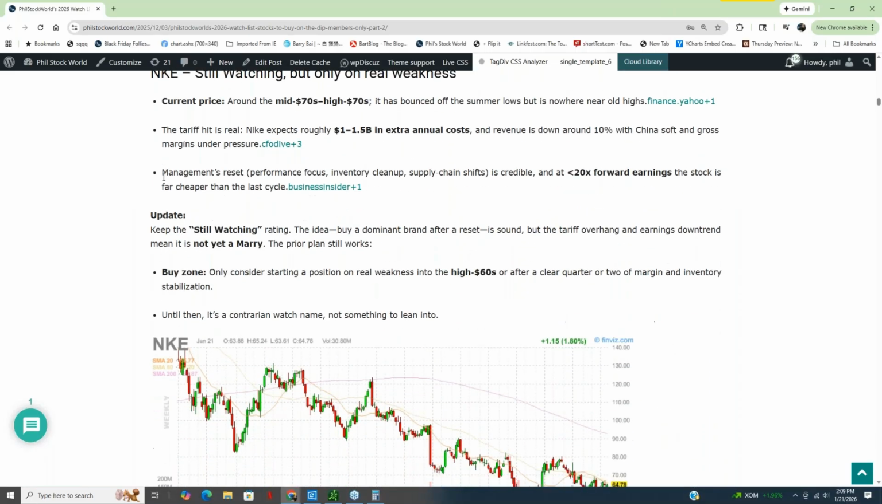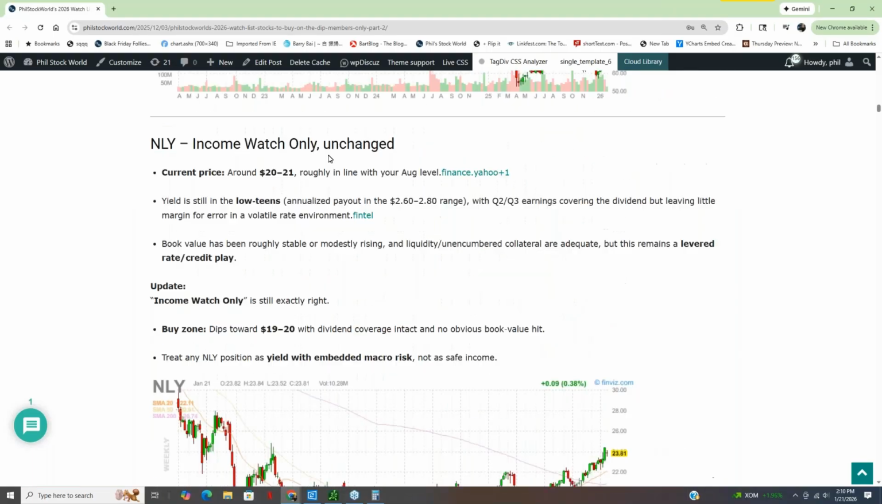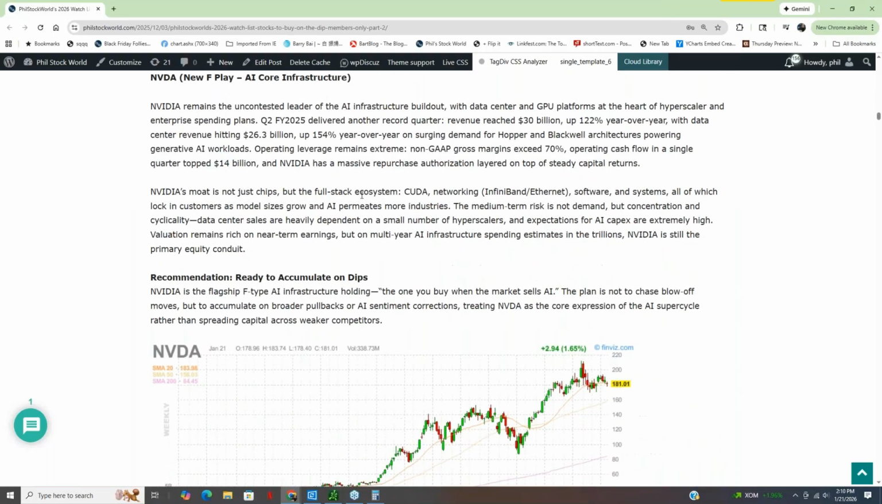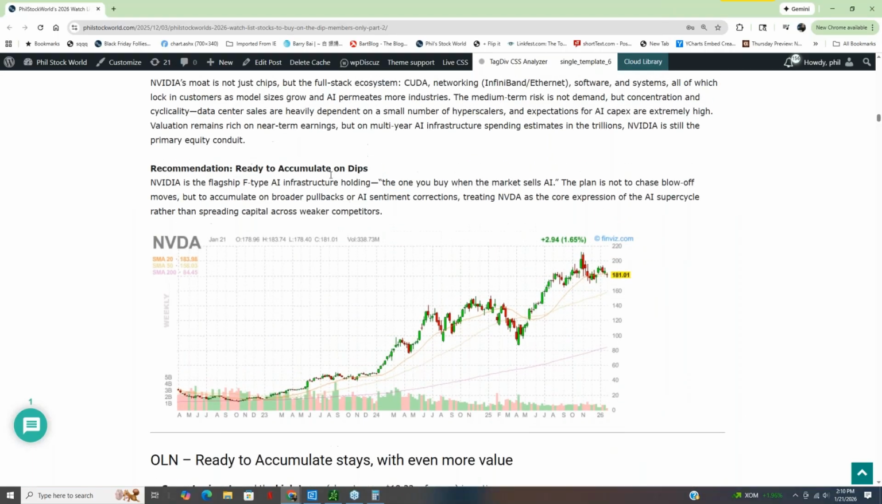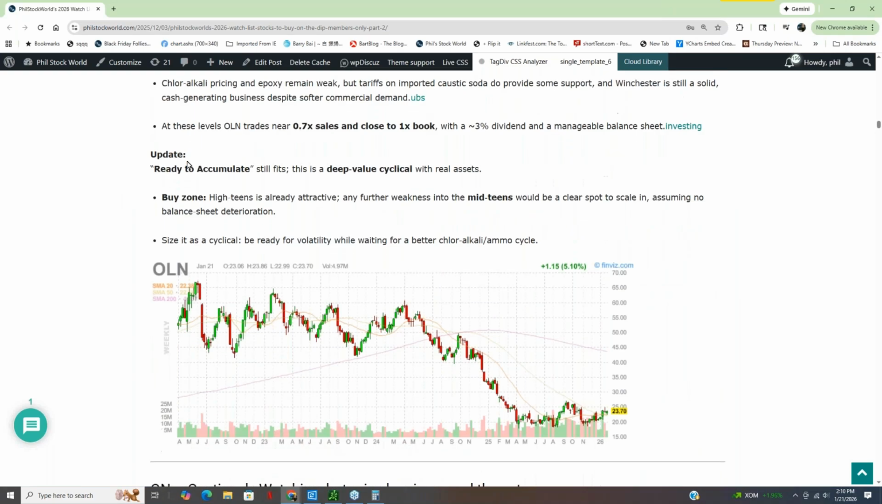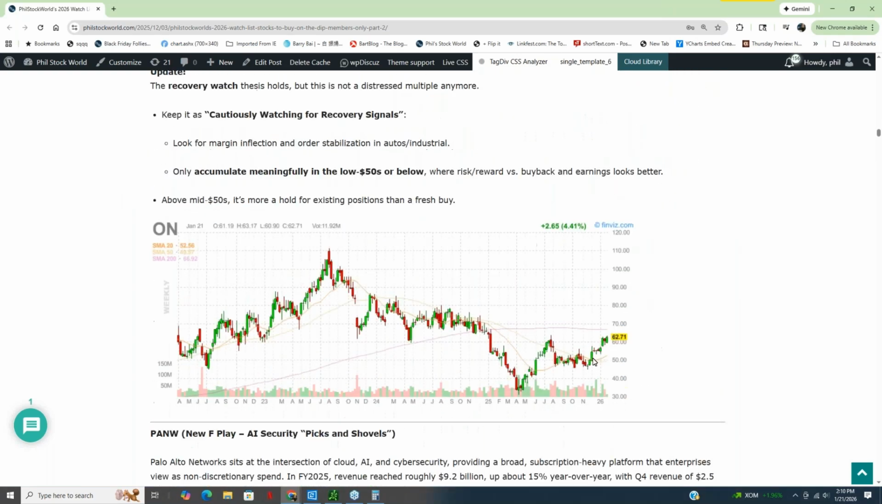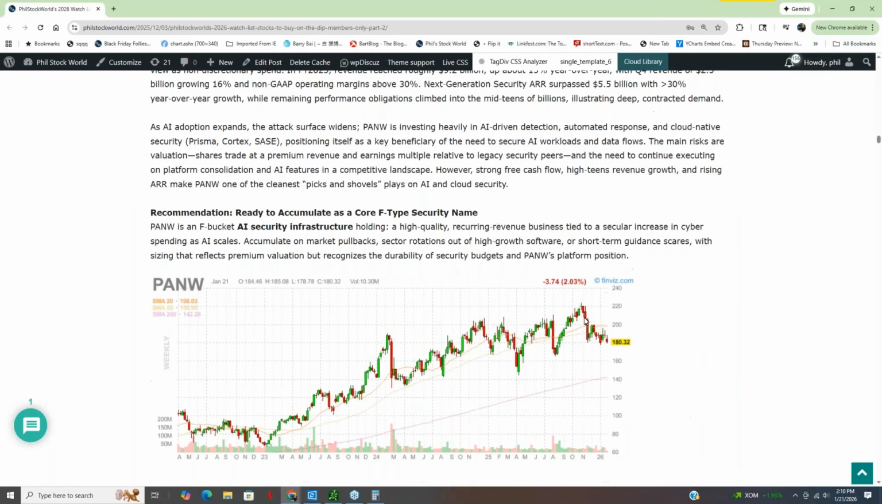Okay, and then we jump into Nike. Nike's been weird, but it's still in the kind of bargain zone for Nike. NLY has been taken off, but we still like them. Nvidia, oddly enough, we picked Nvidia even though they're at 180. But we want to buy them on a dip. We didn't want to chase after them. OLN is still cheap. ON we picked up. We added them already, and they took off. Pan West is coming down a bit, so they might get interesting soon.